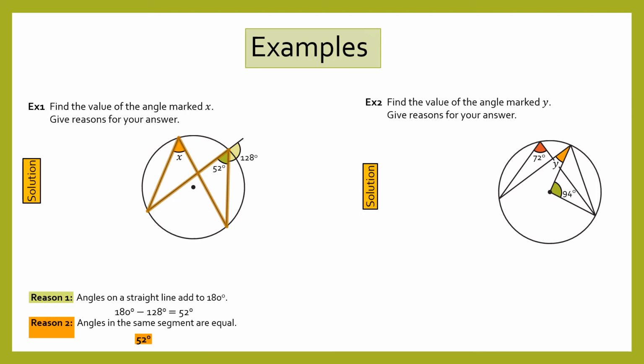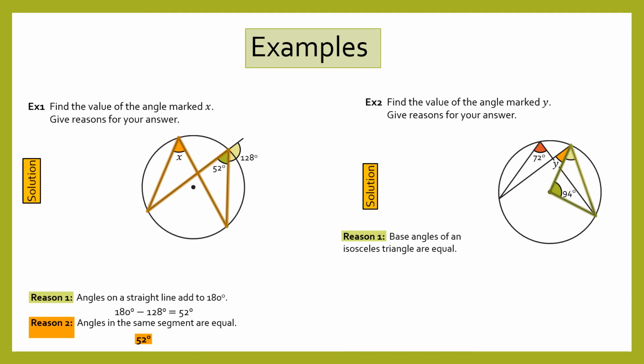Now there is an example 2. Find the value of marked y. Give reason for your answer. Now here it looks a bit tricky, but it's not. So what I'll do, I'll look for my isosceles triangle. In the isosceles triangle, I have been given 94 degrees already in the middle, and the rule of an isosceles triangle is the base angles are always equal.